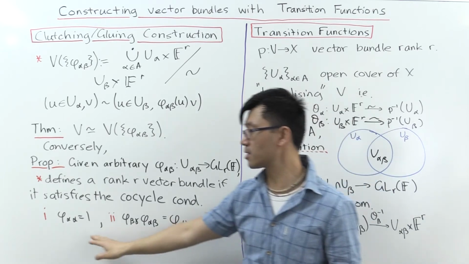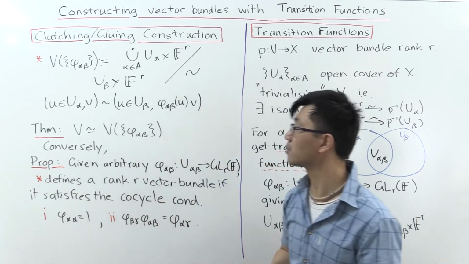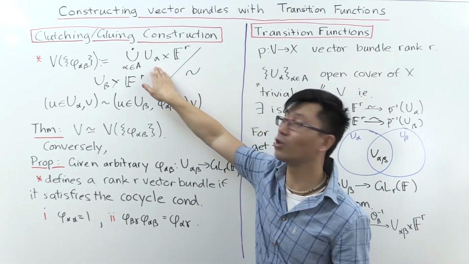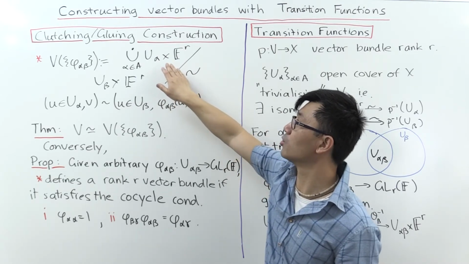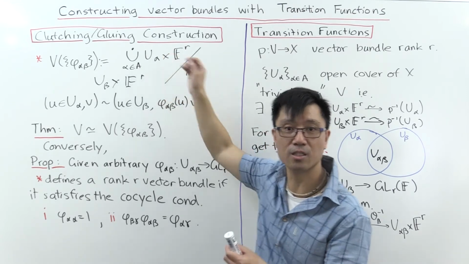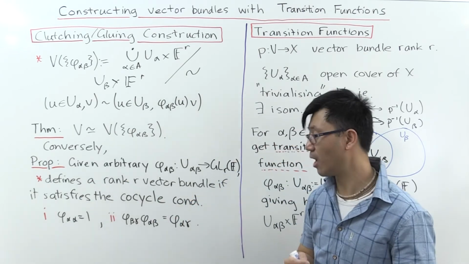So the first one is that for any alpha, phi alpha alpha equals 1, just the identity matrix. So that means that when you want to glue U alpha cross F^R to itself, of course, you don't want to glue one point to a different one. This is actually part of the vector bundle. You don't want to identify two different points of the vector bundle. So that's a natural thing to have.